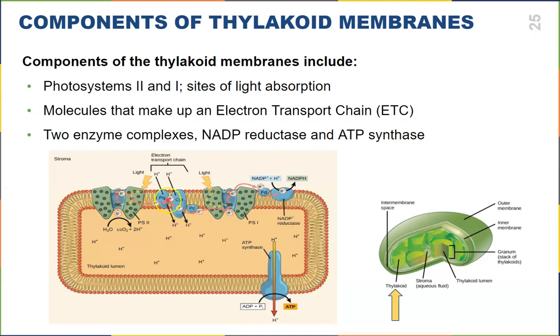Let's just keep following this electron. Now all the energy has been used to pump some hydrogen ions through. So we excite it again in photosystem 1 with light energy, which is captured by pigments. And then that electron will be captured by our electron carrier, NADP, and it'll make NADPH.